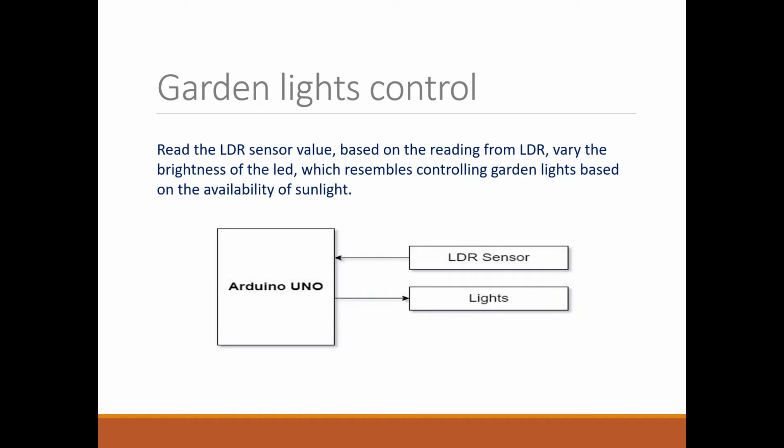First, coming to curtain light control. Here we have to control the brightness of the LED by the sunlight, like the basic availability of the sunlight. We have to read the sensor value from the LDR and vary the brightness of the LED, which resembles controlling curtain glass based on the availability of the sun. This is our first functionality we should do.